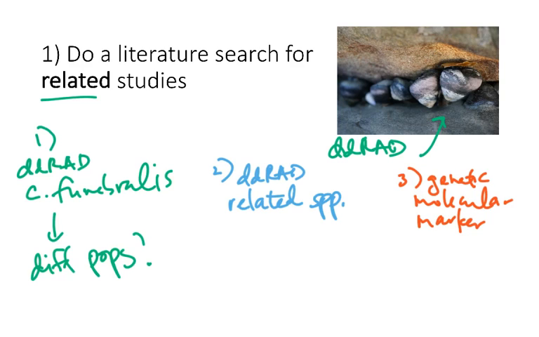In that other example, when I compared my results to the previous results, they weren't using the same technique. They didn't use DD-RAD, but they were still using a genetic molecular marker to compare population differentiation. So that's considered a related study because it's using a similar molecular technique in the same species. To summarize, when I'm looking for literature related to my study, it can be the same molecular technique in the same species but different populations. It can be the same molecular technique in related species, or it can be a related molecular technique in the same species.